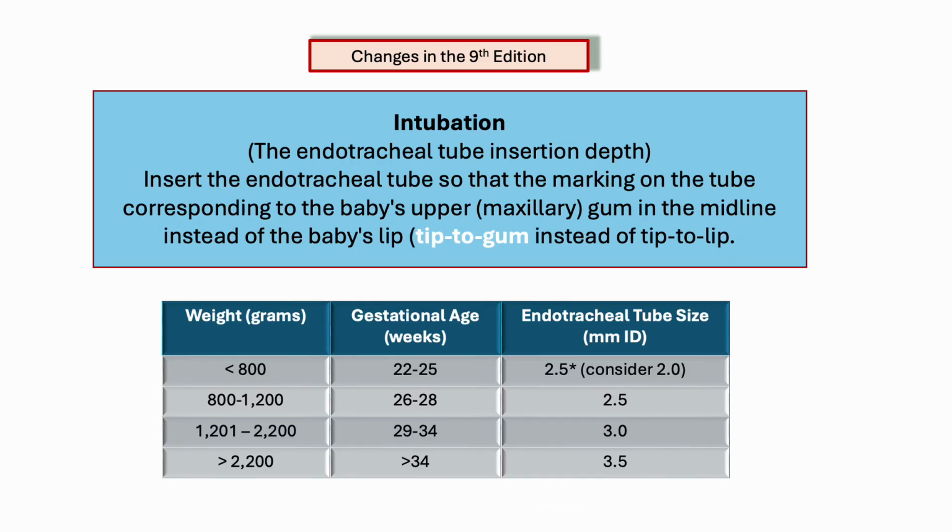So this is again the first box talking about the tip to gum instead of tip to lip. And this is the table, it has changed. So for 800 grams and less and 22 to 25 weeks, you can consider size 2, and the rest is in the table. So this is a change now.